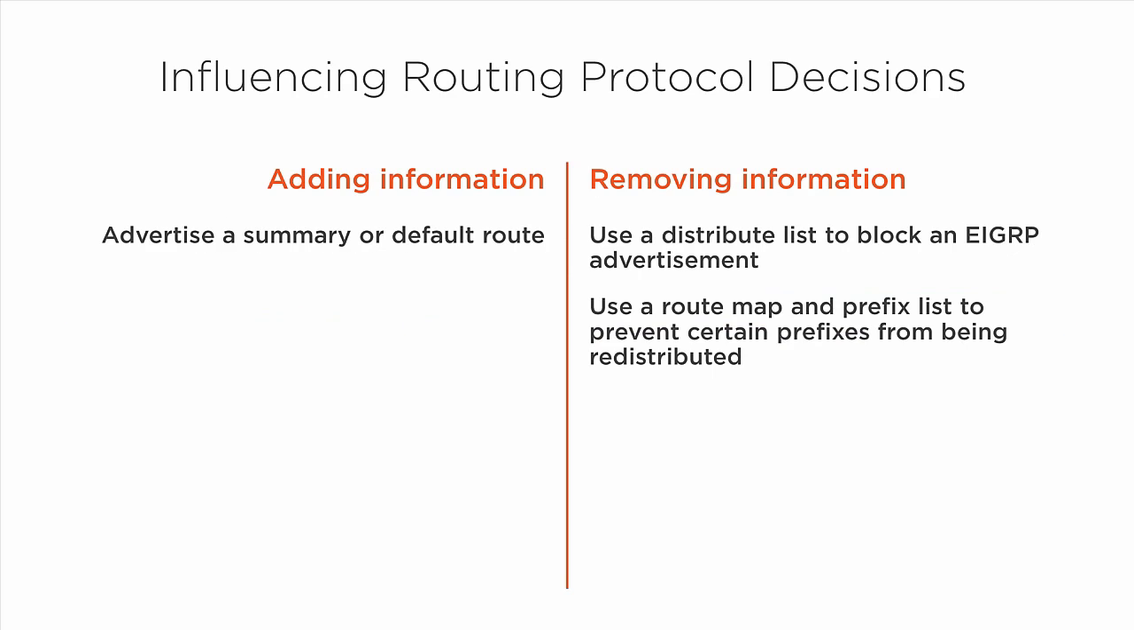There are two ways we can do this. We can add information. For example, we can advertise a summary route or a default route to a neighboring router, or we can remove information. For example, we can use a distribute list to block an EIGRP advertisement, or we can use a route map and prefix list to deny certain prefixes from being redistributed. As we look at the next customer request, I want you to think about ways that we can either add or remove information in order to achieve the desired result.